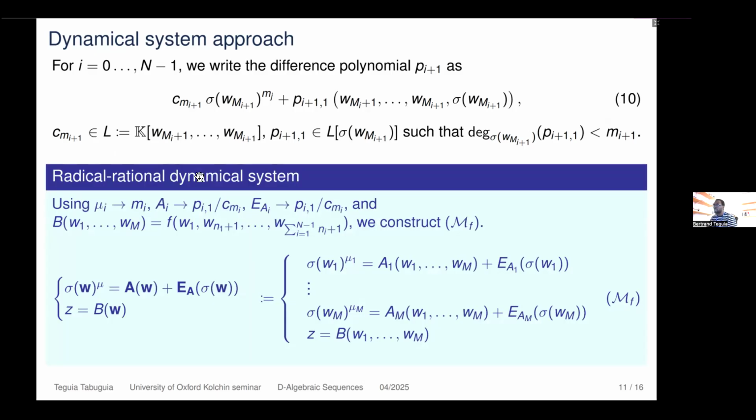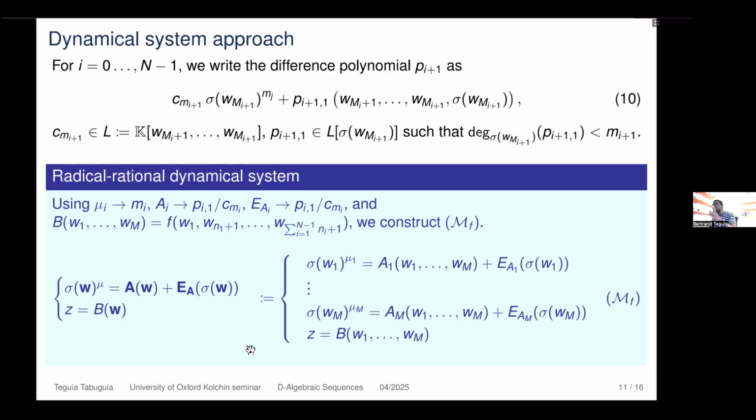So, this is what we obtain after doing this change of variables and writing all the polynomials. You obtain something which looks like this, and we have the mu here. They are degrees, usually representing the degree of the highest order shift. Here, mu1 up to mu m, representing the mj that you see in equation 10 here.